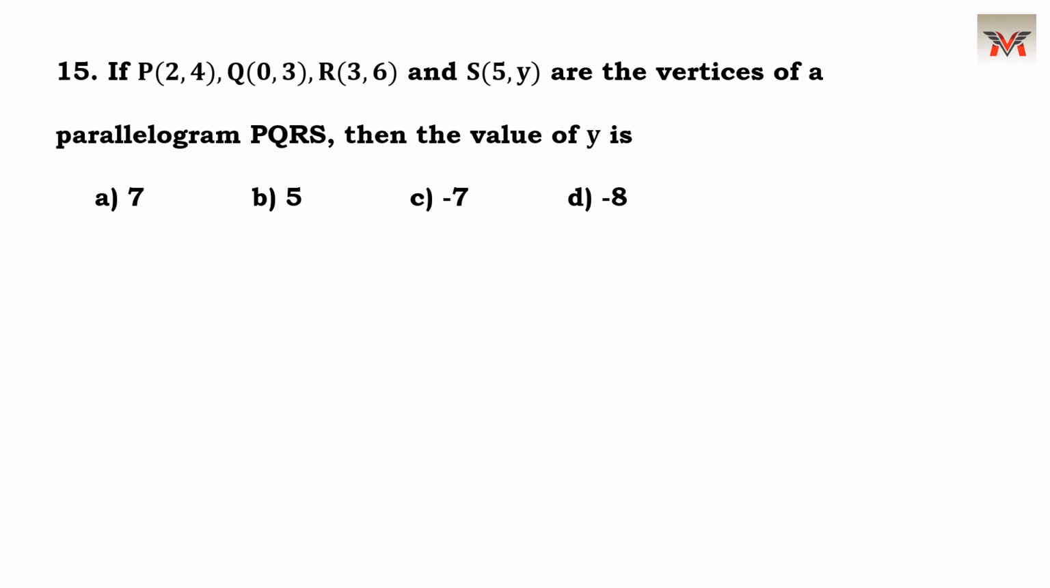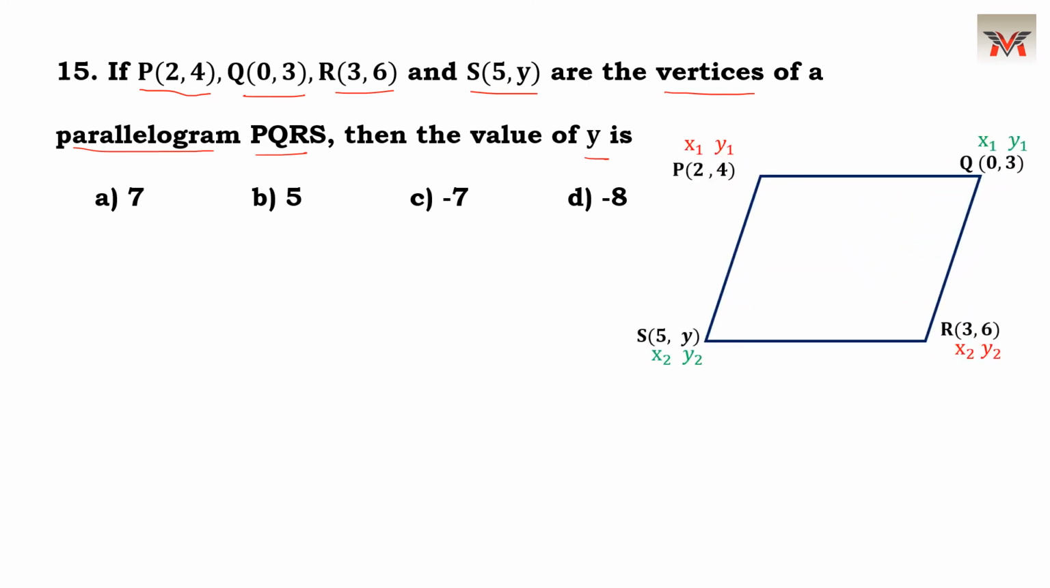So here I have a question. If P(2, 4), Q(0, 3), R(3, 6) and S(5, y) are the vertices of a parallelogram PQRS, then the value of y is? Observe that this is a similar kind of problem to what we solved earlier. There we had a square and now we have a parallelogram. How can you proceed with this problem? It's the same method we used for the square.